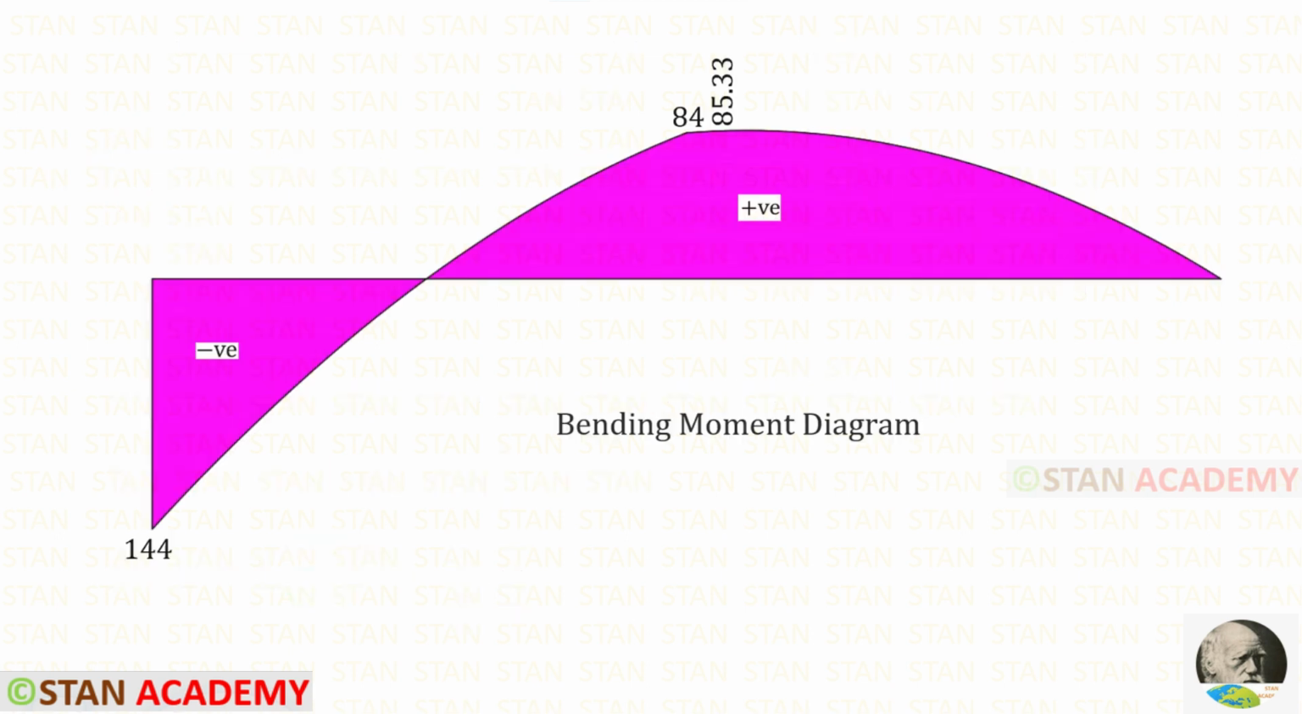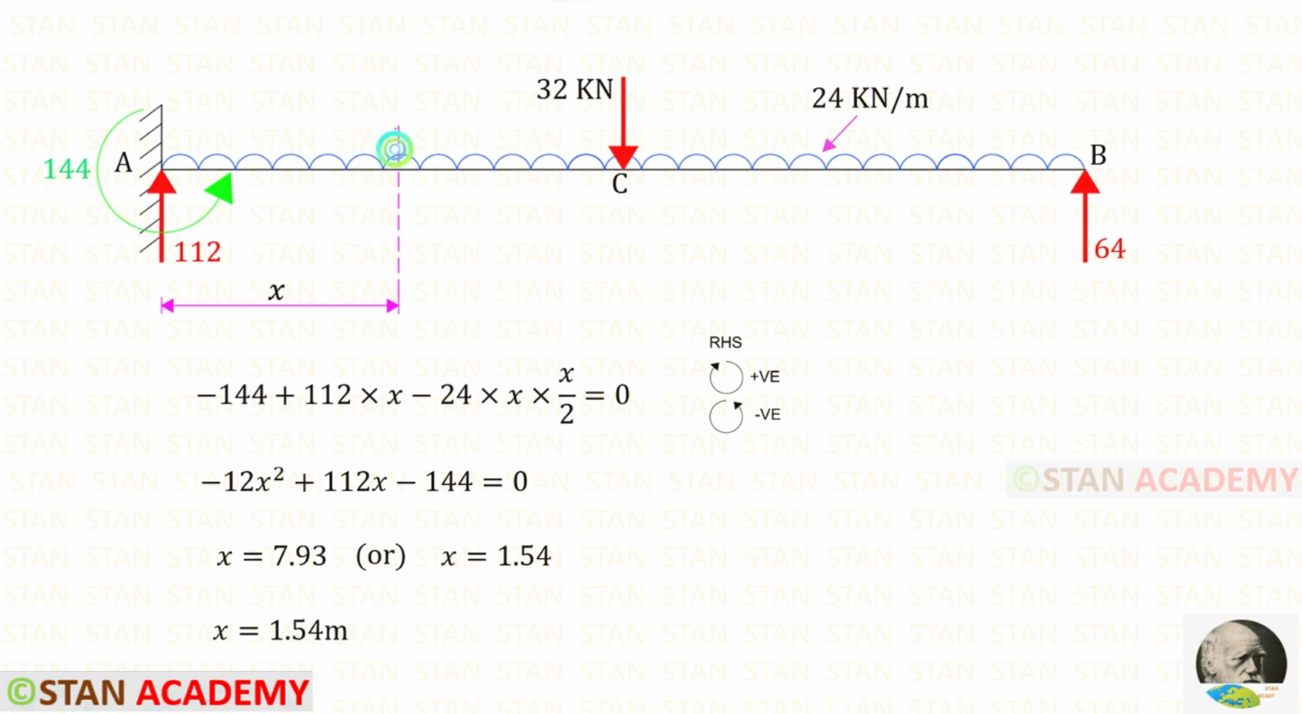Here you can see the bending moment diagram. At this point, the bending moment becomes 0. This is the point of contraflexure. Let us make a section at this point and find the distance. You can see that I have made a section at a distance of x from the point A.